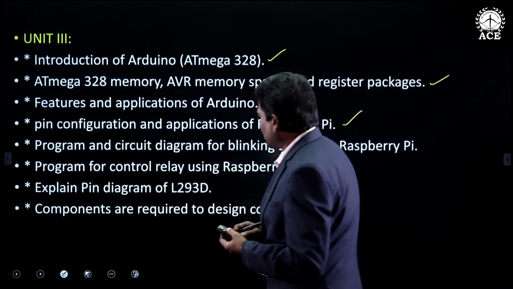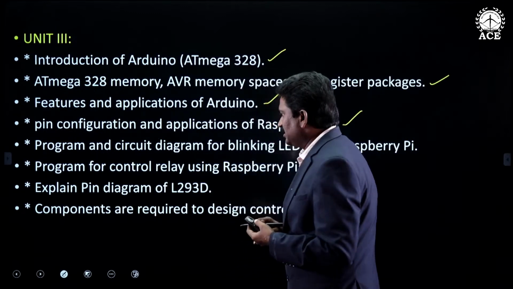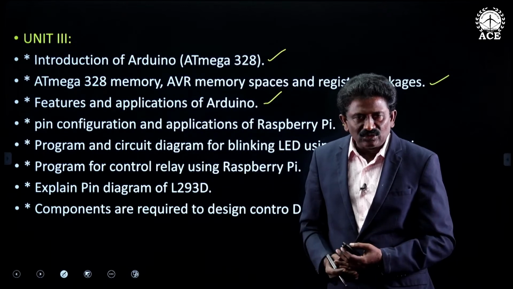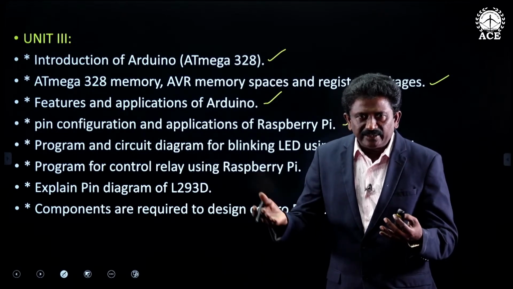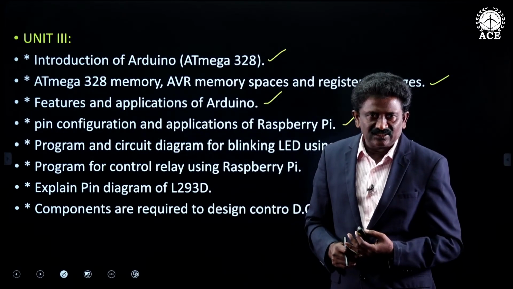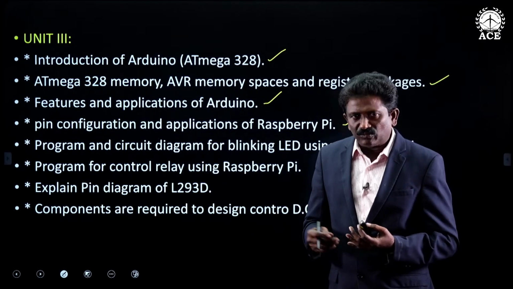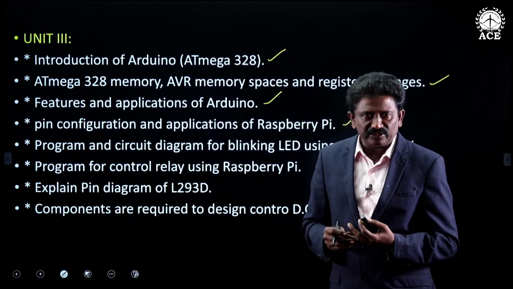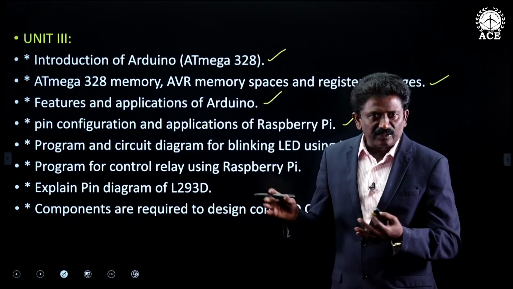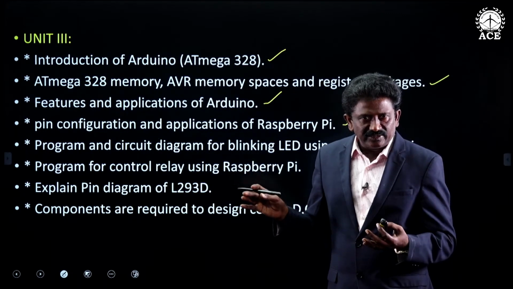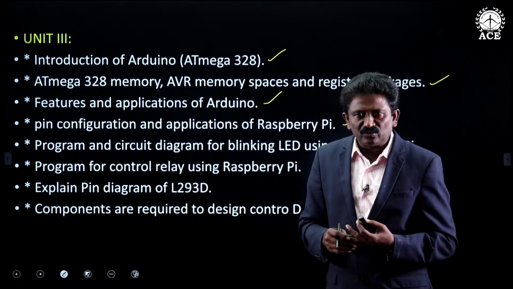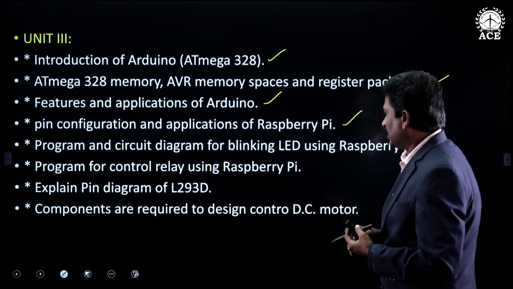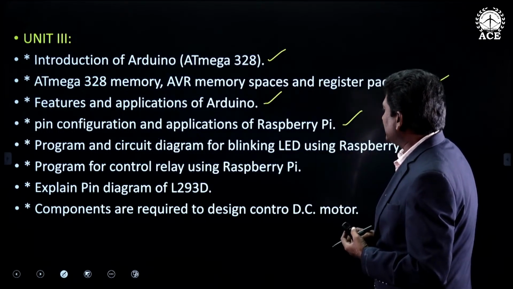Next, program for control relay using Raspberry Pi. With the help of relays, we are able to run high power supply devices. Suppose I want to glow a 230 volts bulb. With the help of Raspberry Pi and a relay, we are able to glow the 230 volts bulb. Program for control relay using Raspberry Pi.